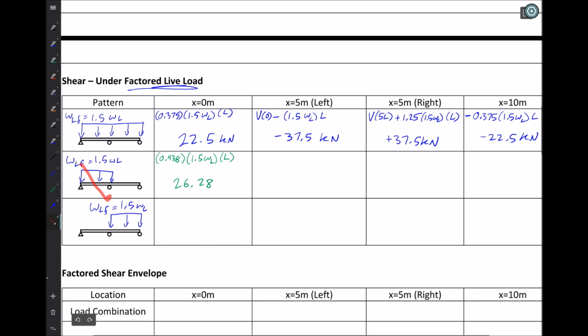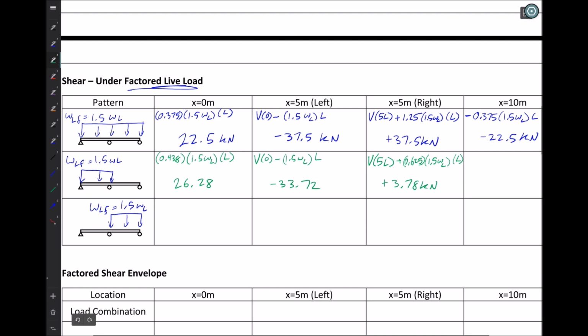So we'll come down to this point. We can take shear at 0 minus 1.5 WL, or our live load, multiplied by the live load itself. And this will give us negative 33.72. And then on the other side of this, we can take the shear at 5 meters to the left of the support, and to that we will add the value of our coefficient, 0.625, multiplied by 1.5 live load multiplied by L. And this gives us plus 3.78 kilonewtons.